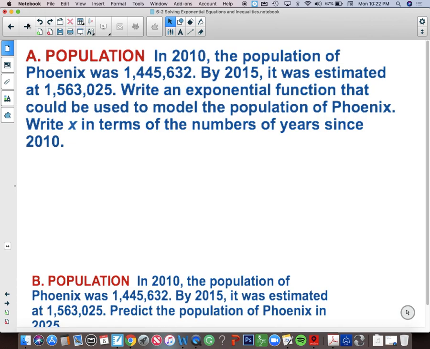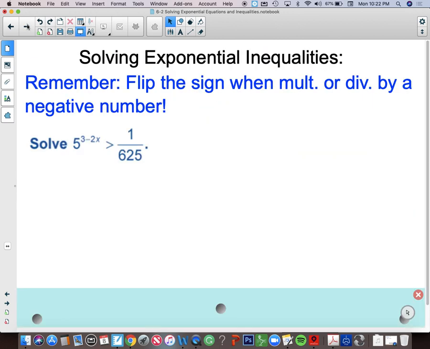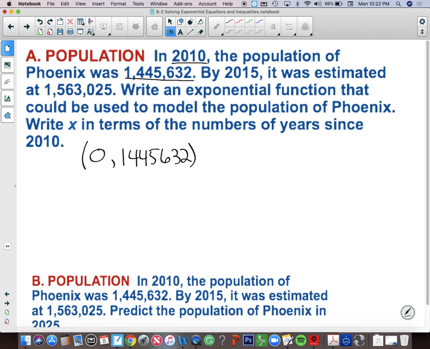Okay, so we got a couple of word problems here that we're going to try. We got compound interest. Let's actually jump to compound interest because that is more important. If I were doing this one right here, I need to figure out the equation for this. We need to figure out our x and y. So in 2010, that would be my 0. That's the beginning time. I have that population, 1,445,632. And then the second point by 2015, 5 years later, I have this other number.